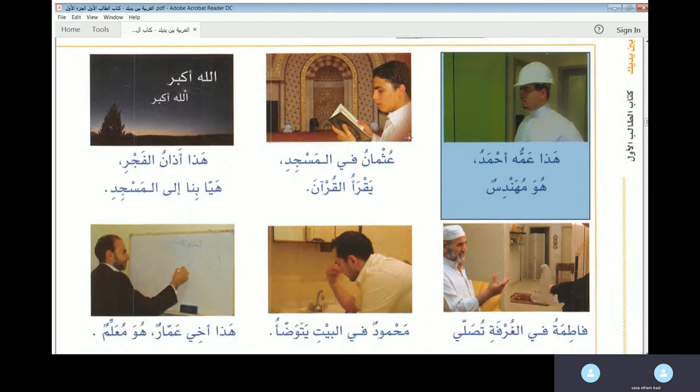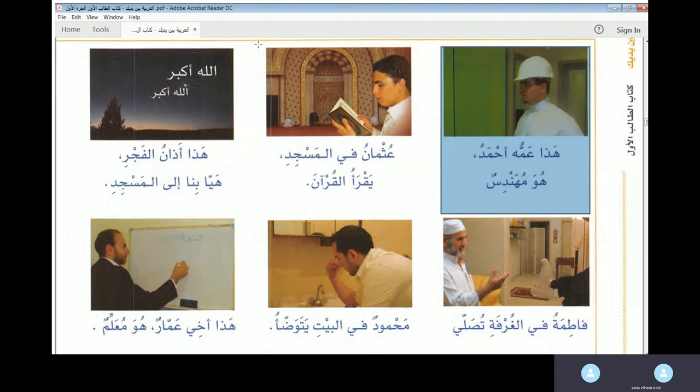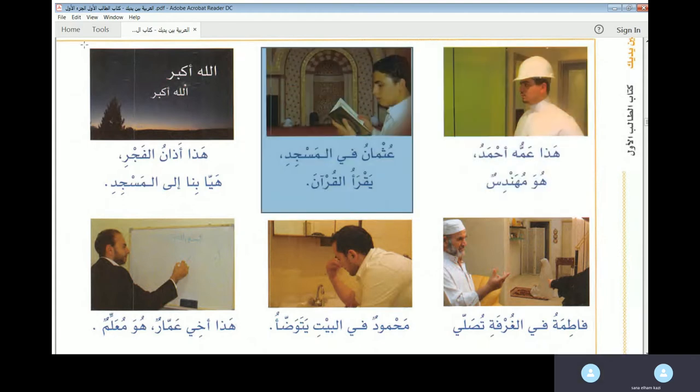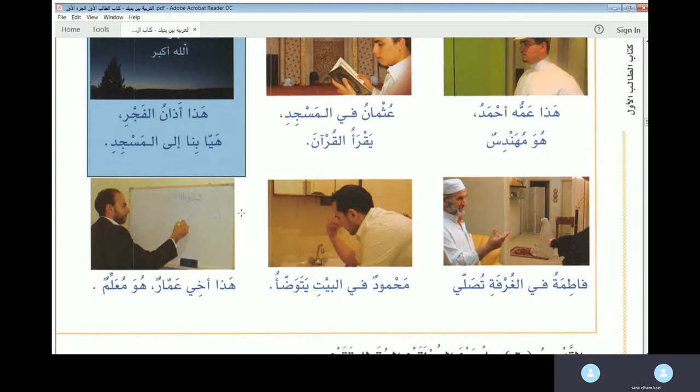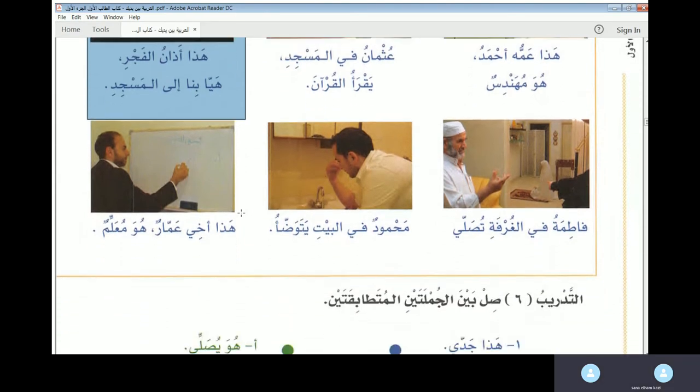Okay, next. This is his uncle Ahmed. He is an engineer. Uthman is in the masjid. He is reading Quran. This is the Fajr Adhan. Let's go to the masjid.